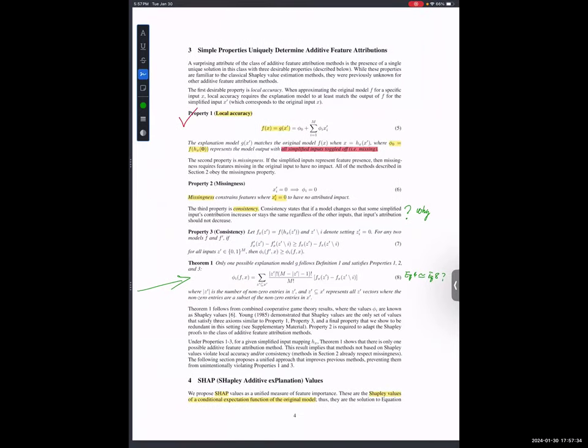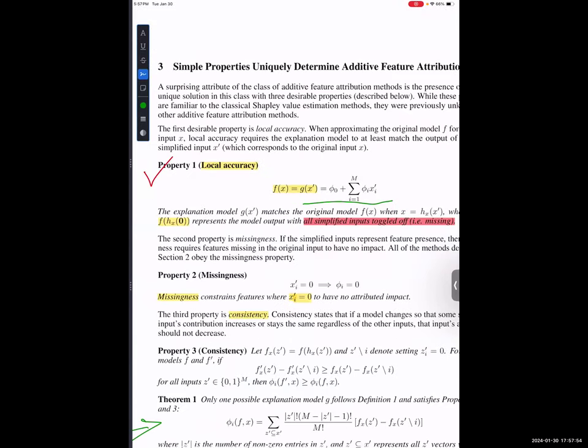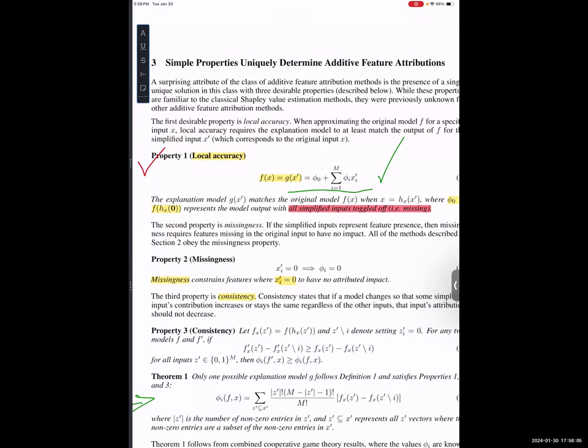And then they actually summarize what is a good property to explain this, including the local accuracy. This makes sense. Basically, for the local model, when all the features are there, it is going to equal the original prediction. It makes sense. I mean, it should be consistent. Definitely, if this doesn't even hold, we're not going to explain anything. So this makes sense.